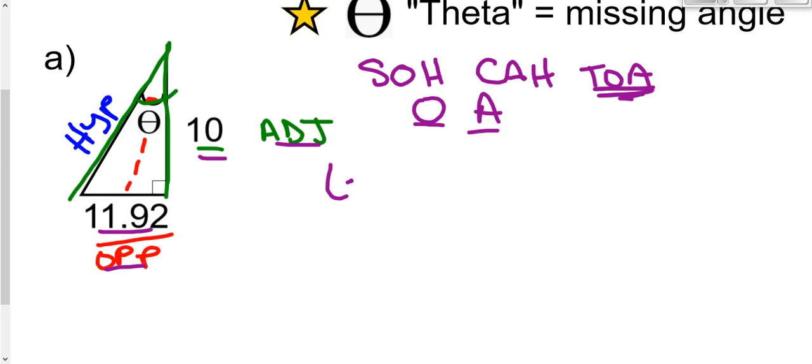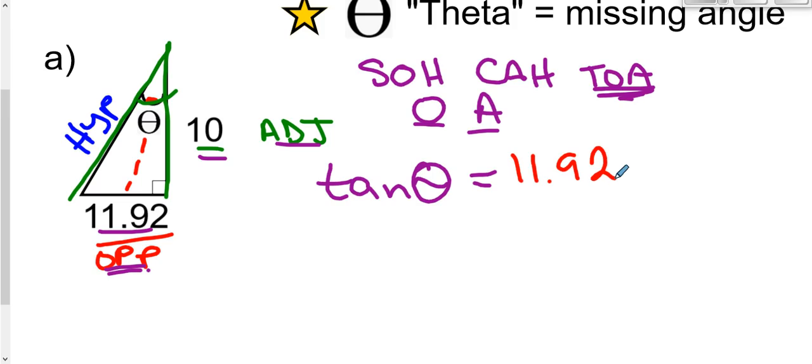So our tangent is going to be of an angle, and in this case my angle is theta, and I don't know what it is yet. But my tangent, TOA, tells me that it is the opposite, which here is 11.92, divided by the adjacent. And the adjacent in this case is the number 10. So the tangent of theta is going to give me the number 11.92 over 10. The problem is I need theta by itself, which means I need to undo the tangent function, and that's when we're going to use the inverse tangent function to do that.